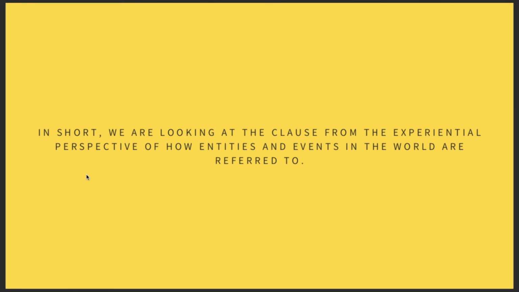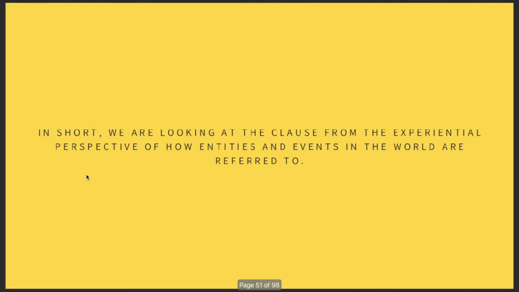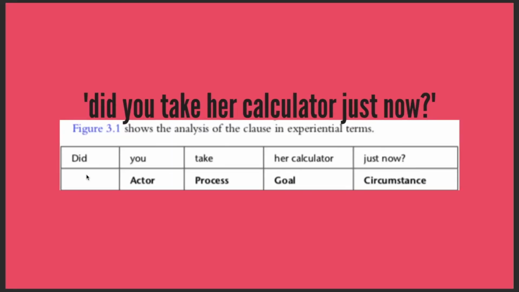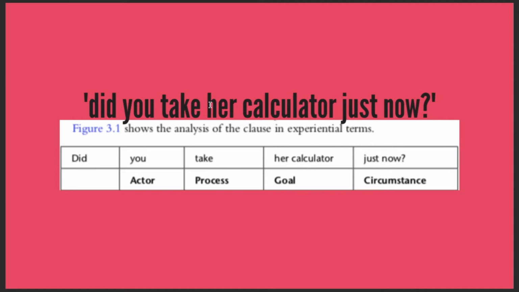So it means to say in crude terms, we try to identify who did what, to whom, in what circumstances, etc. In this example, we are not really identifying who the interlocutors are, unlike in the interpersonal metafunction. But in experiential terms, we are just trying to make sense of what we are perceiving by labeling them. Who did this action? When did this action happen? Why is it carried? That is why we have you, the actor, take, which is the process, then the goal, her calculator, and then just now, the circumstance. So that's that.